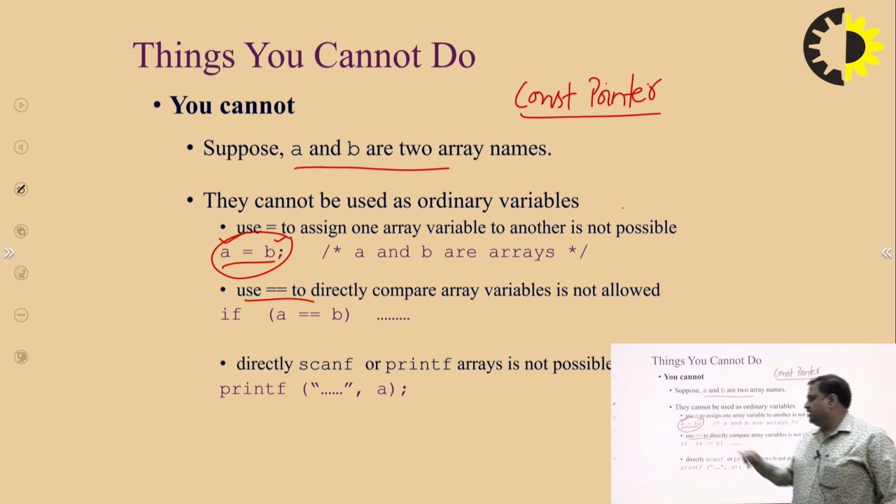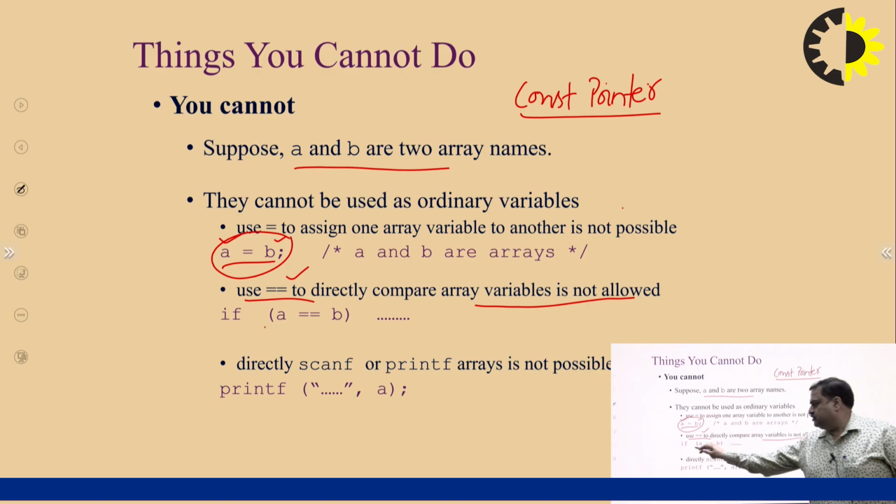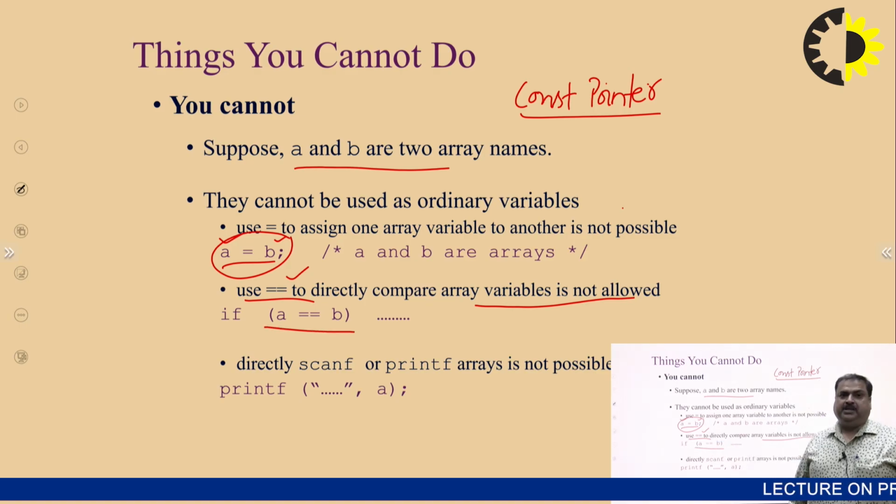Another thing is, we cannot use the equal to operator. This was the assignment operator, and this is the equal to operator, used to compare two values whether they are equal or not. This equal to operator we cannot use to directly compare array variables. So we cannot write if A is equal to B, if A and B are both names of arrays.